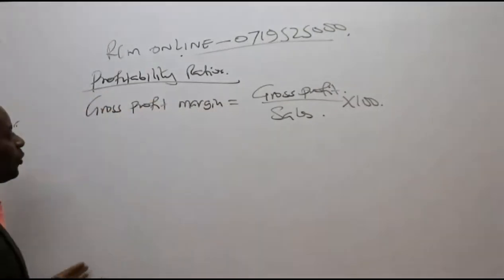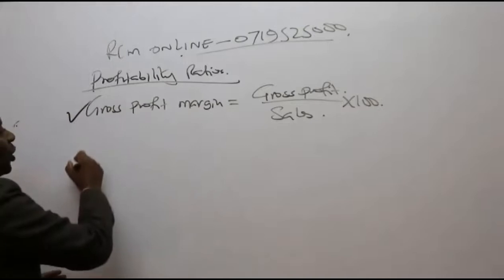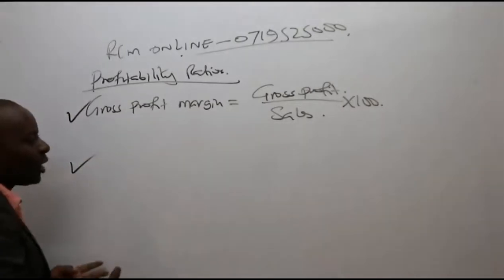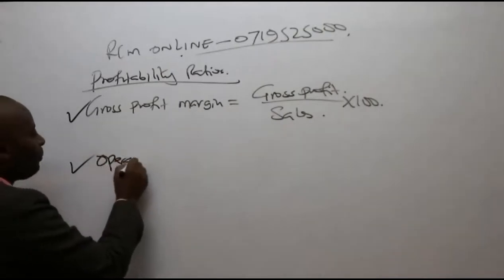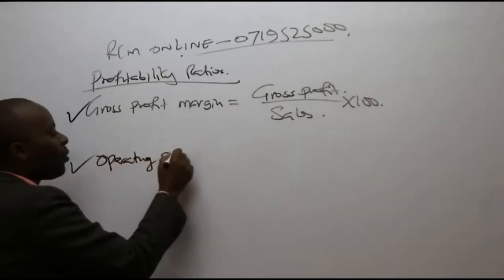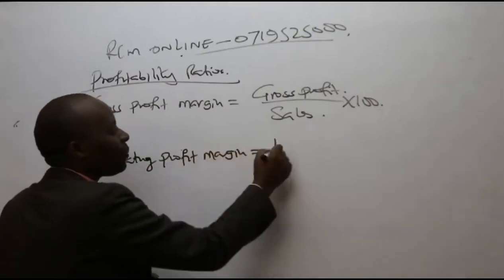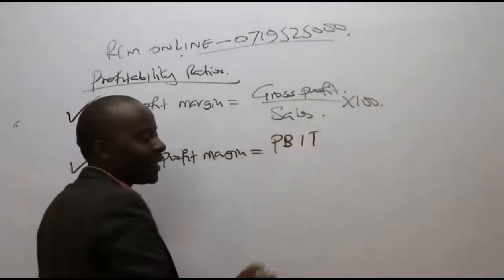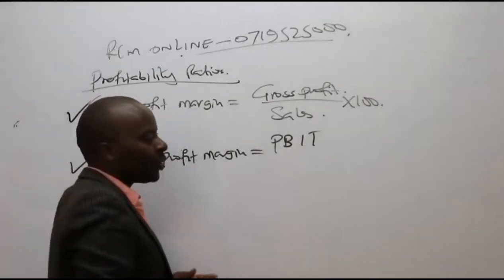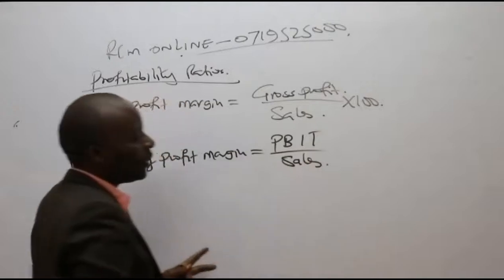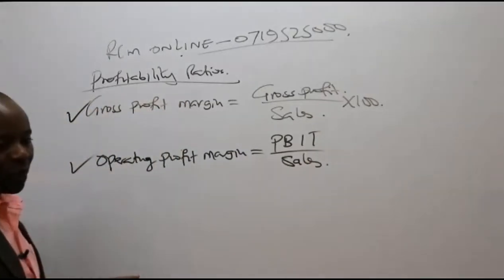Now, that is gross profit margin. Then we have the operating profit margin. Operating profit is profit before interest and tax. Divide this by sales; any margin is always divided by sales in the denominator.